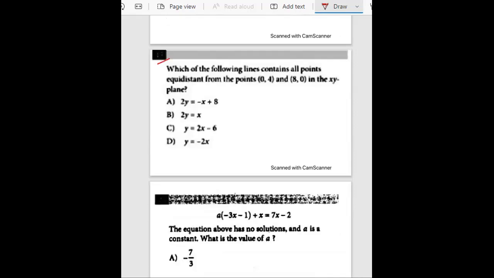Which of the following lines contains all points equidistant from points this and this in the xy plane? Which of the following lines? Now, A, B, C, D, all these are lines. And the question is which of the lines contains all points equidistant from the points 0, 4 and 8, 0 in the xy plane? Anyone? Any idea?